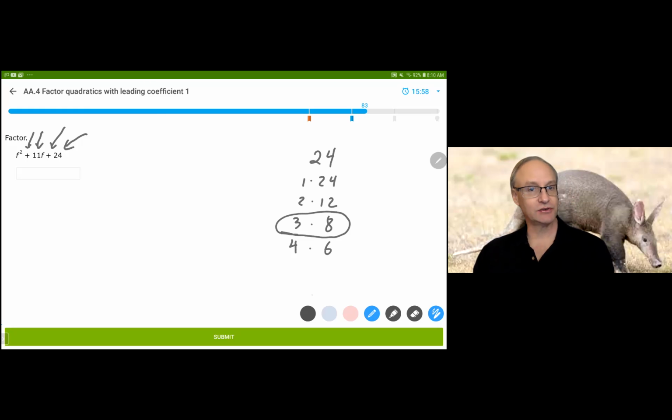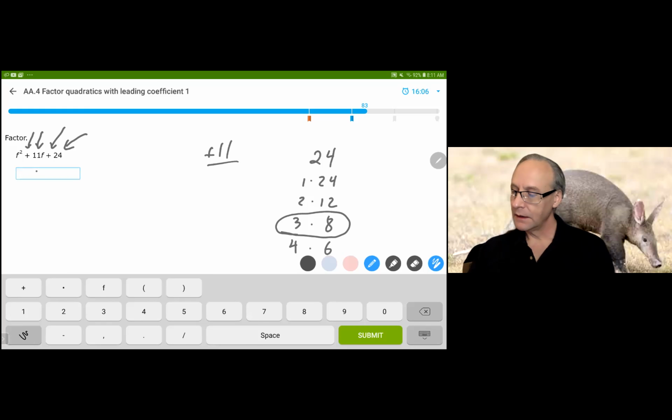Notice that I had lots of choices. 3 plus 8 is 11. That's my middle term, and they're both positive. So it's f plus 3 and f plus 8. It's important that you're able to multiply and factor. If you don't know your multiplication tables and you're constantly grabbing your calculator for it, you're going to have a lot of trouble factoring.